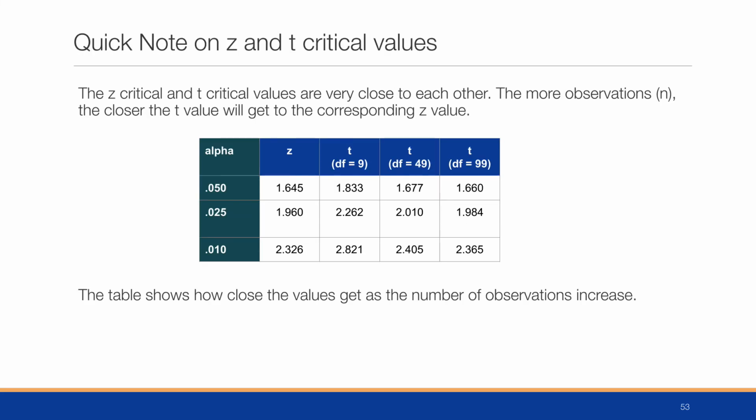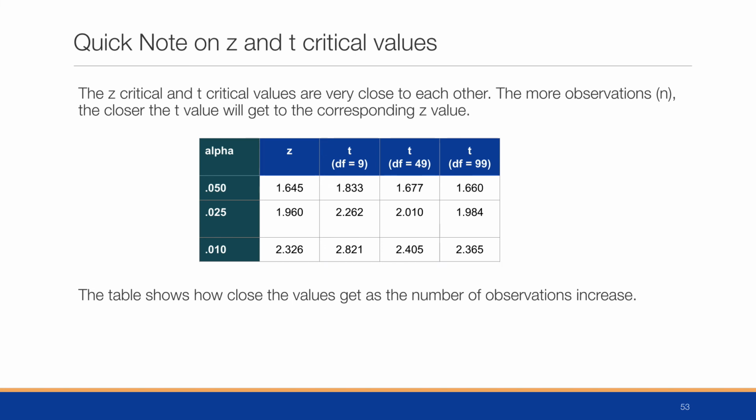The z-critical and t-critical values are very close to each other. The more observations you have, the closer the t-value will get to the corresponding z-value. So if your alpha was 0.05, your z is going to be 1.645. If your alpha is 0.025, which is again that 95% confidence interval, splitting the 5% into two tails, your z is 1.96. And if your alpha is 0.01, your z is going to be 2.32.